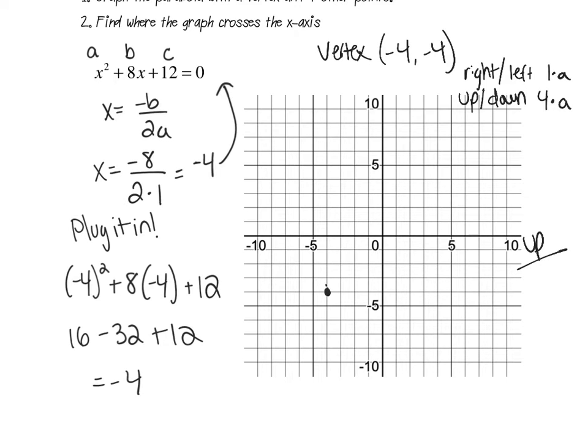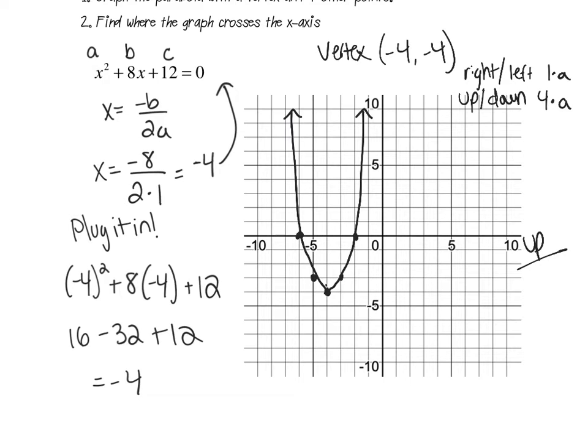So from this vertex, we're going to go over to the right 1 and up 1, and plot a point. Then we're going to go left 1 and up 1 and plot a point. And then we're going to go right 2 and up 1, 2, 3, 4 and plot a point. And then we're going to go left 2 and up 1, 2, 3, 4 and plot a point. So there's all your points. We're going to graph the parabola as best we can.